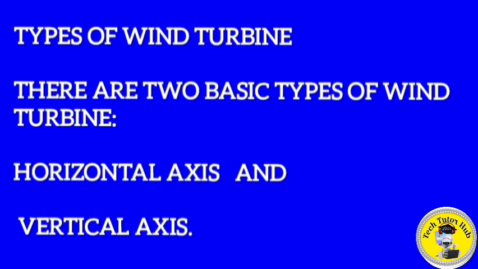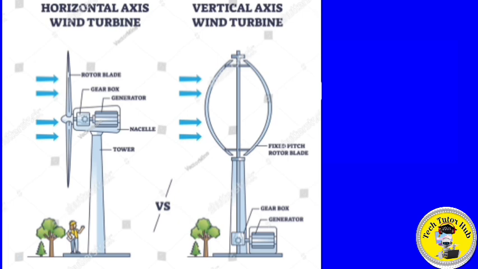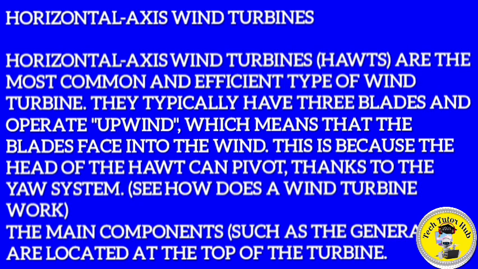Types of wind turbine. There are two basic types of wind turbine: one, horizontal axis, and two, vertical axis. Horizontal axis wind turbines are the most common and efficient type of wind turbine. They typically have 3 blades and operate upwind, which means that the blades face into the wind. This is because the head of the turbine can pivot thanks to the yaw system. The main components are located at the top of the turbine.